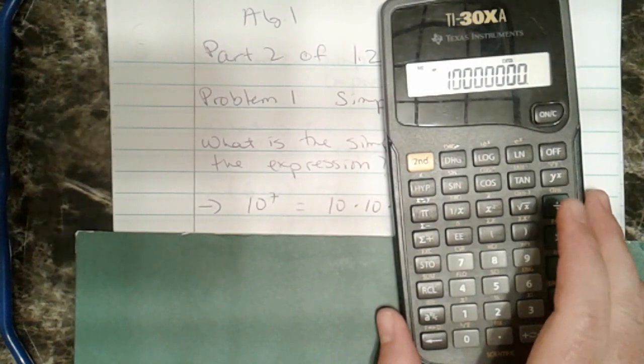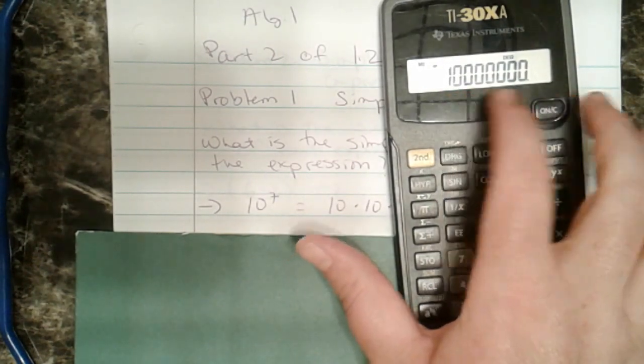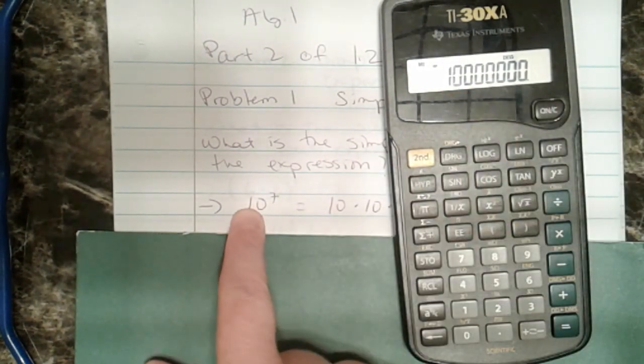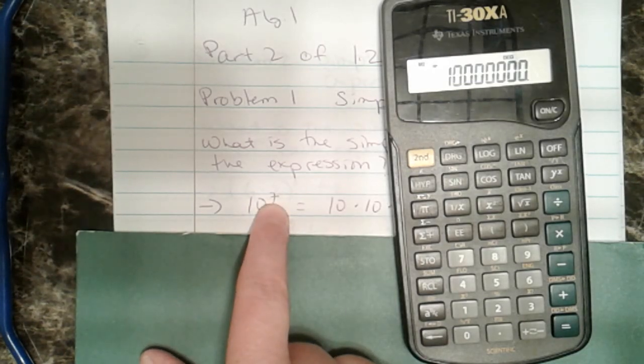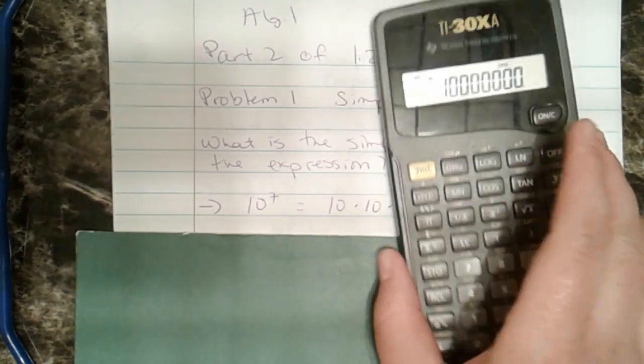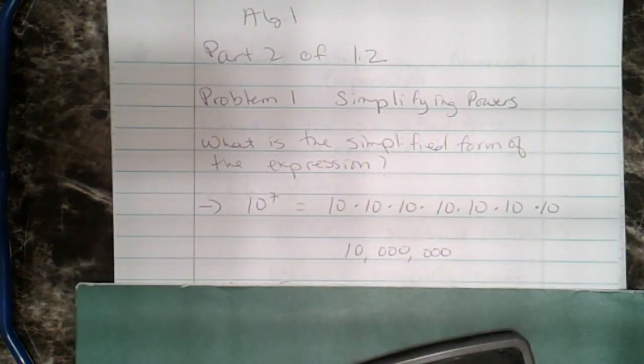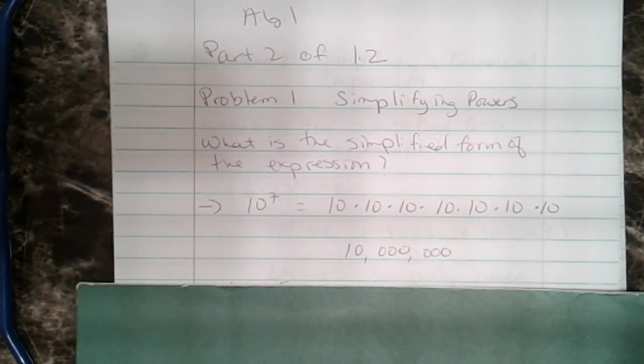I could figure that out because there are actually 7 zeros in here. Anything with a base of 10, the exponent tells you the number of zeros. But I could also plug it into my calculator and have it up there as well. So my answer is 10 million.